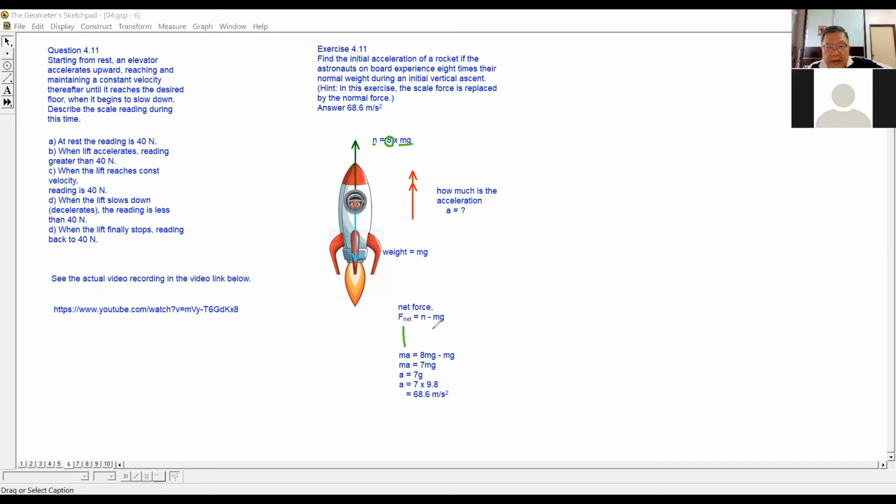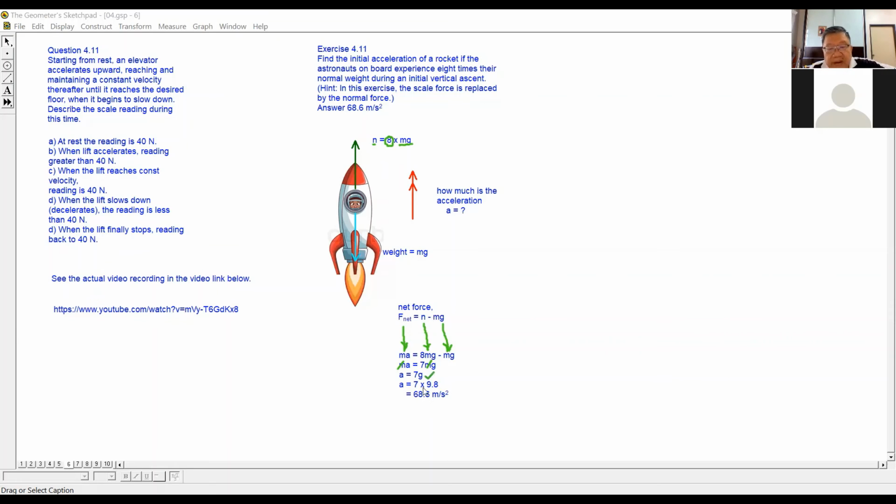The net force is ma. The normal reaction is 8 mg, and the weight is mg. So the net force is ma, the normal reaction is 8 times the weight, so it's 8 mg, and the weight is mg. Simplifying the equation, ma is 7 mg. 8 mg minus mg is 7 mg. The m and the m can cancel each other. So the acceleration is 7 g.